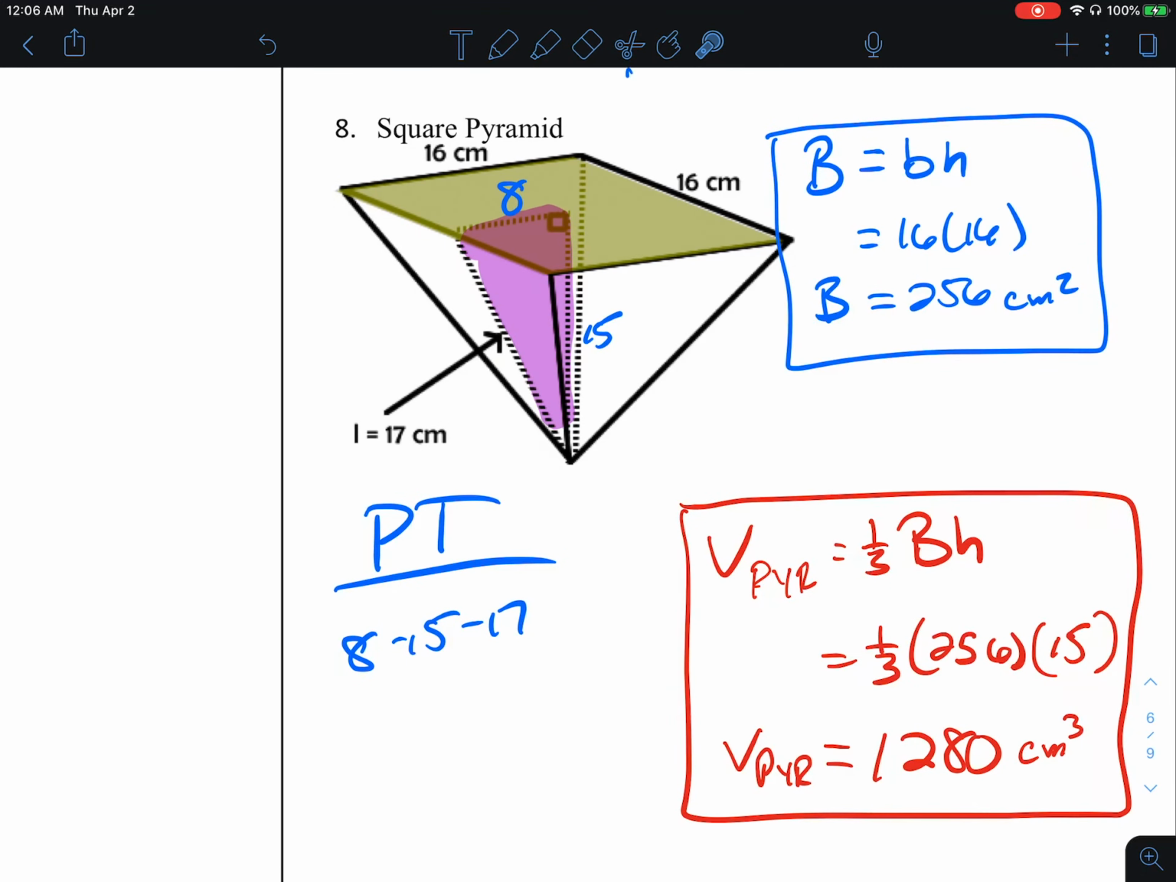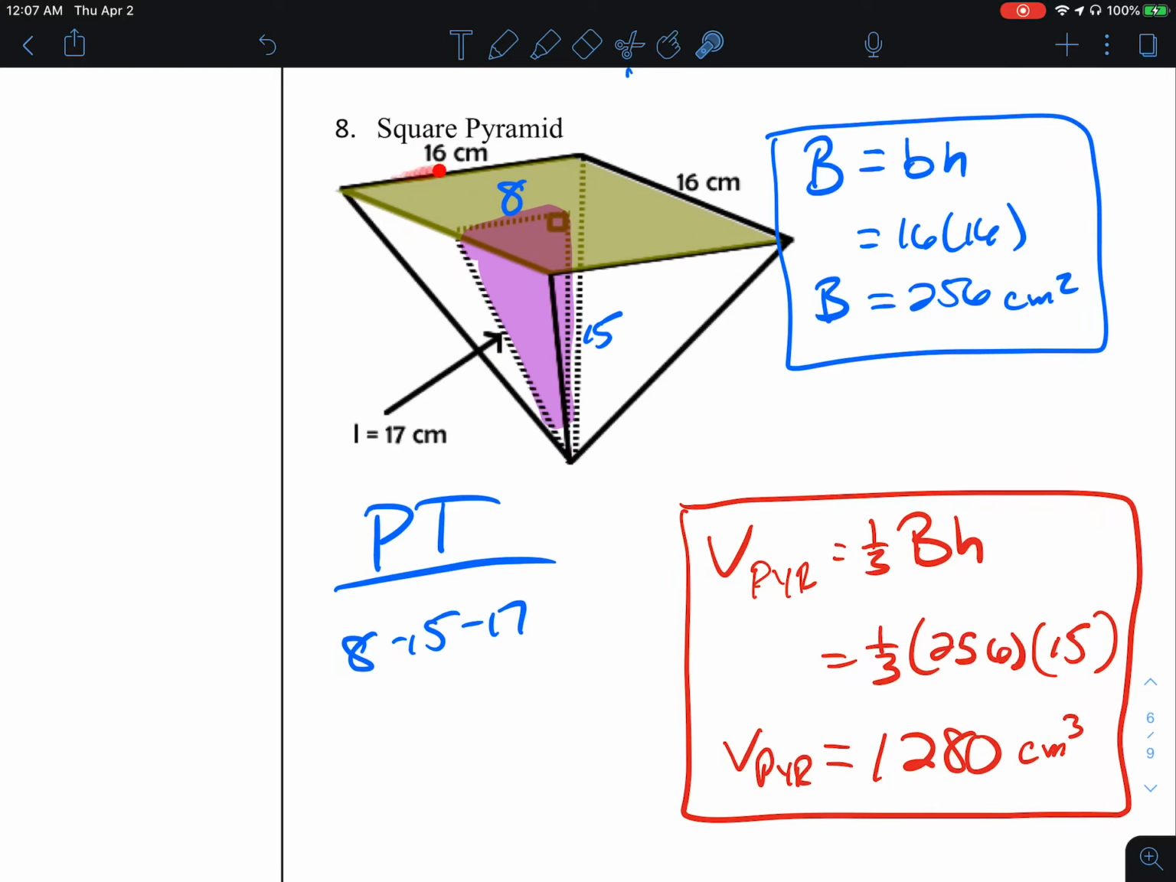Number 8, it's a square pyramid. We've got to find the volume by taking 1/3 the base times the height. The height we don't know, and the base we don't know. To find the area of the base, it's the base times the dimensions of the base, which is 256, 16 squared. And this height, well, we know that this hypotenuse is 17.